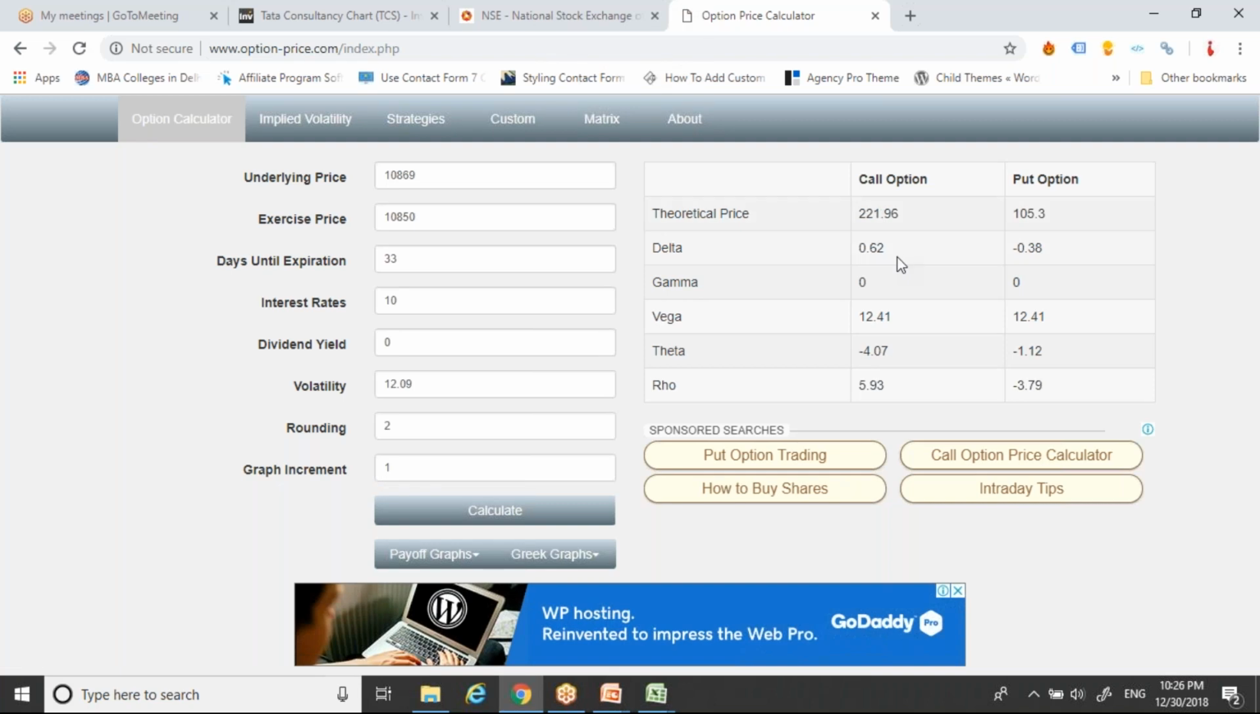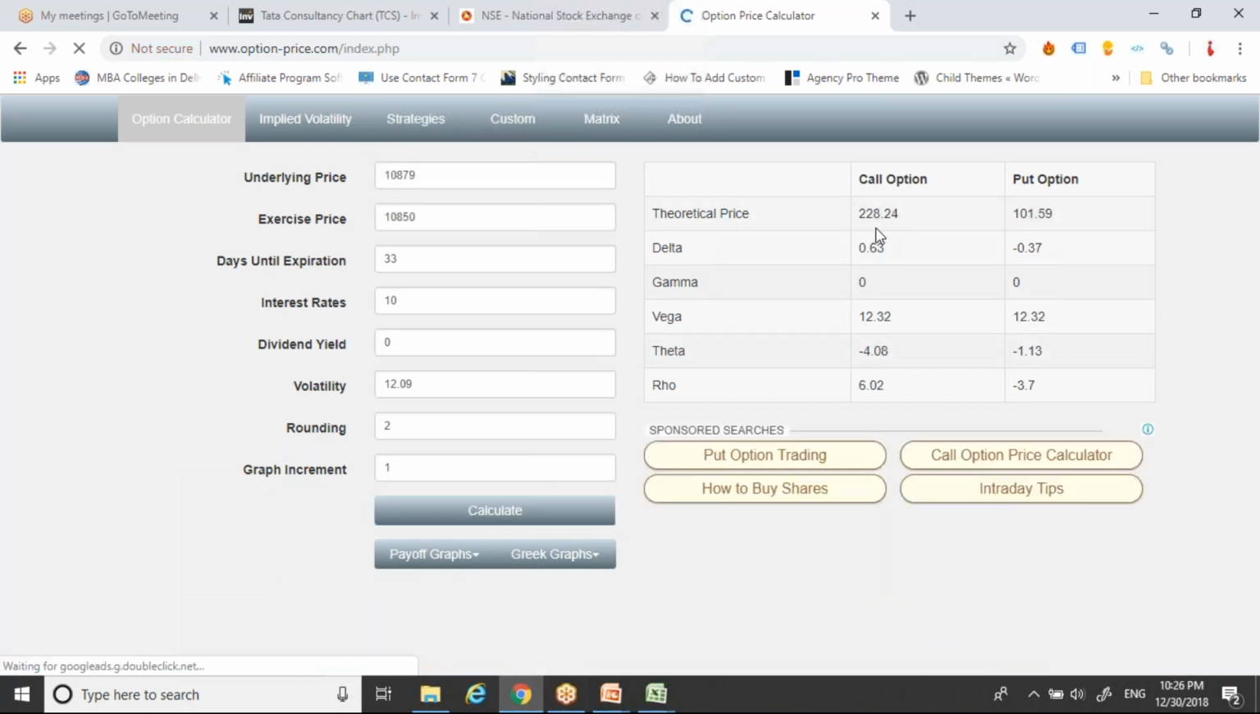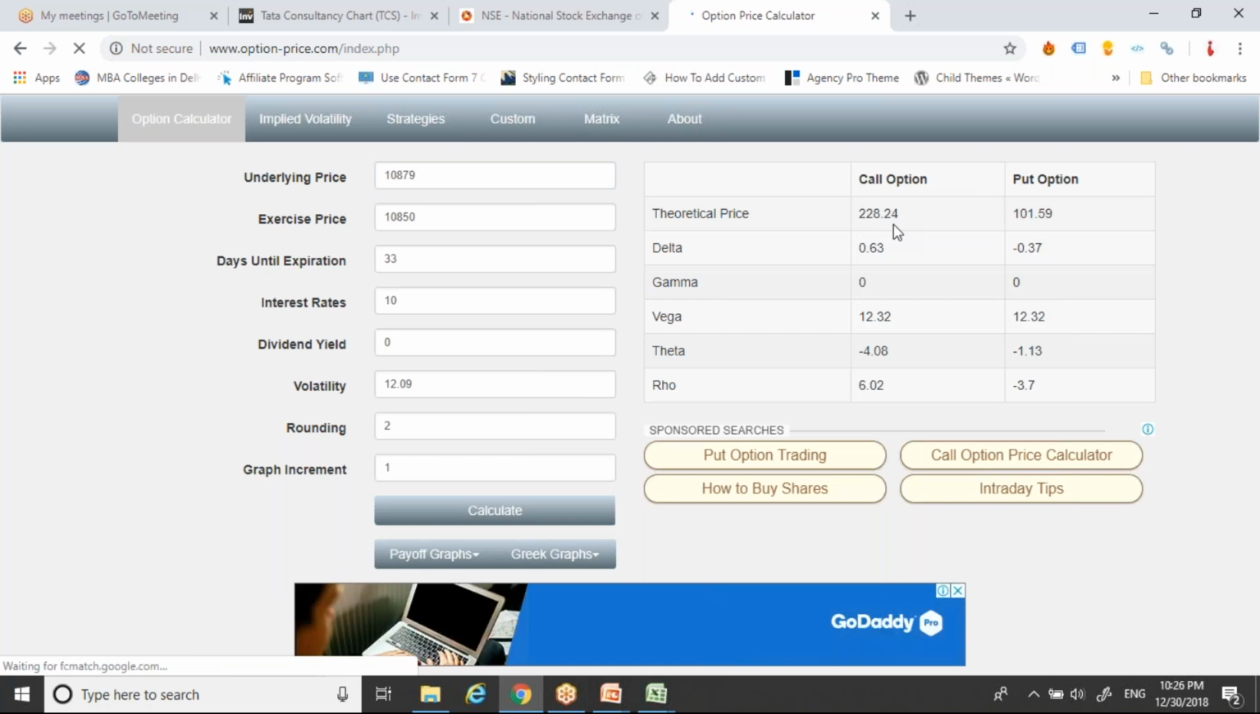Okay, but delta has also changed. That's the beauty of the formula. I move again 10 rupees up. So it should move 6 rupees 20 paisa. It has moved around 6 rupees 20 paisa, a little bit more than that. So the delta tells you about how much the premium will change as the price changes.